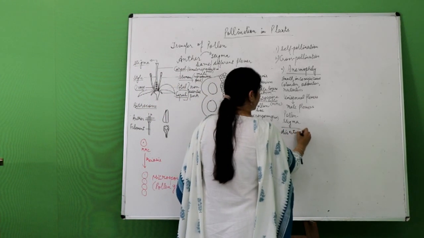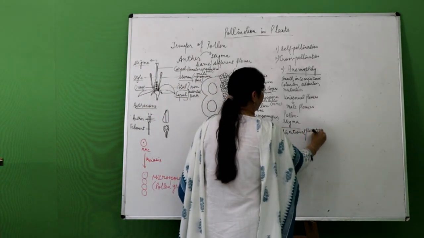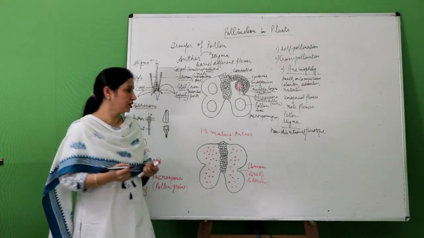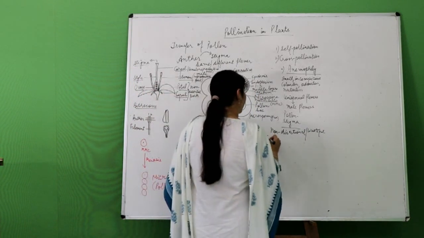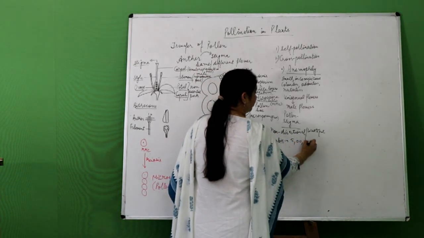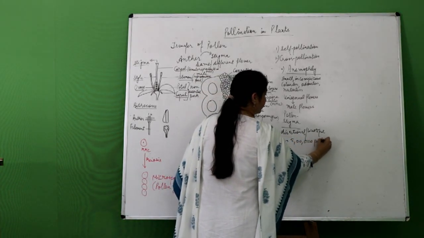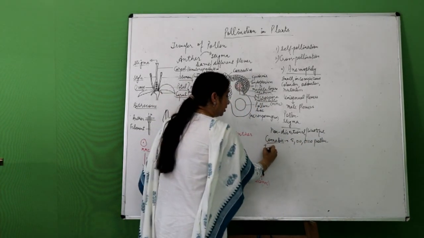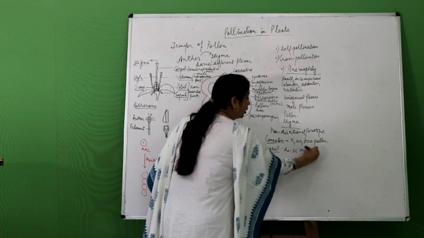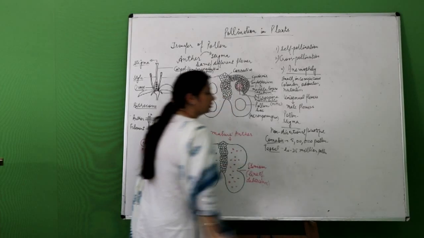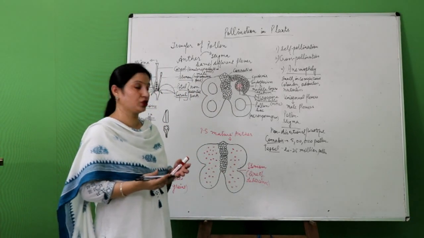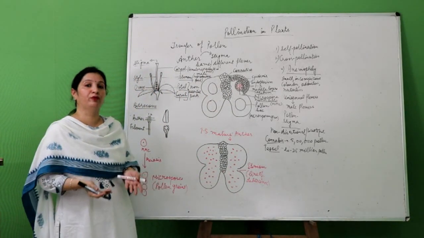Now basically if we see anemophily, it's a non-directional process. It's a non-directional and a wasteful process as well, because so many pollen have to be formed. Now if we see a single flower of cannabis, it produces around 5 lakh pollen. And a single tassel of maize produces around 20 to 25 million pollen. So it's a highly wasteful process because most of the time the pollen don't reach the destination. So the plant has to produce a lot of pollen.